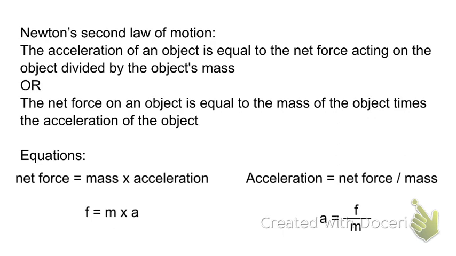The other way you can write it is acceleration is equal to net force divided by mass. So acceleration equals force divided by mass. A equals F divided by m. Okay? These are the same equation, just written two different ways. So whether you're solving for force or whether you're solving for acceleration, they're just written slightly different so that you don't have to manipulate the formula on your own.